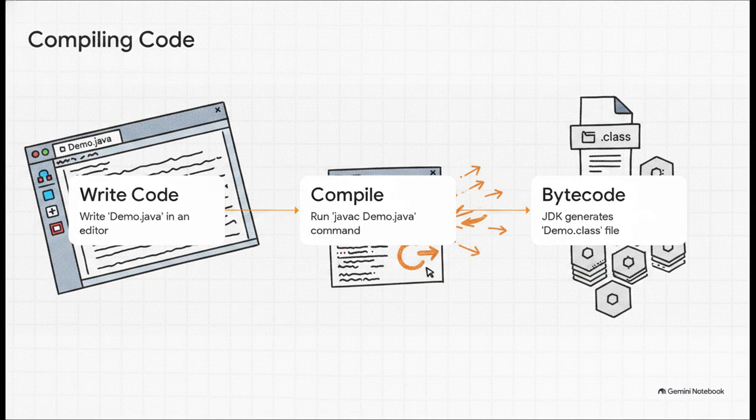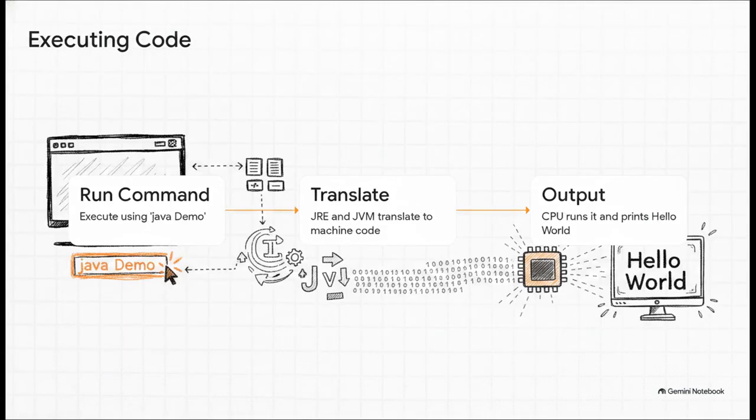Because we have the JDK installed, it grabs our source code and compiles it. Step 3, it spits out a brand new file called demo.class. And there it is. That .class file is our platform-independent bytecode. Now we actually want to see it work. Step 1, we go back to the terminal and run the command java demo. This triggers the execution phase.